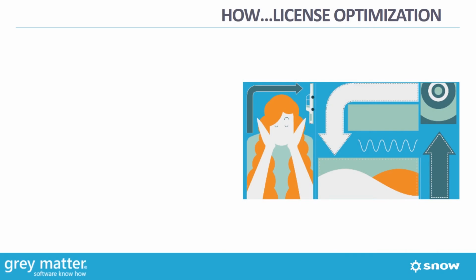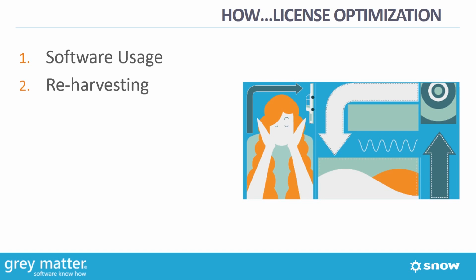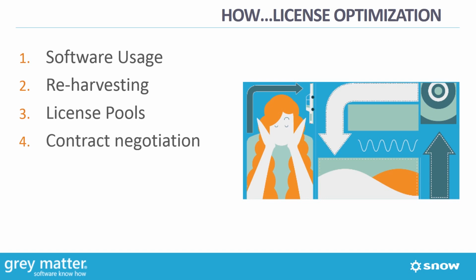So how do you actually do that? We've mentioned looking at software usage and reharvesting and generating those licensing pools, but there's also an element of contract negotiation in there. Once you've got that visibility on your existing licenses and your install base, you can start to see what your compliance position is, where your requirements are, and what your risks are. Having that data puts you in a much better position to negotiate a contract with a software vendor.